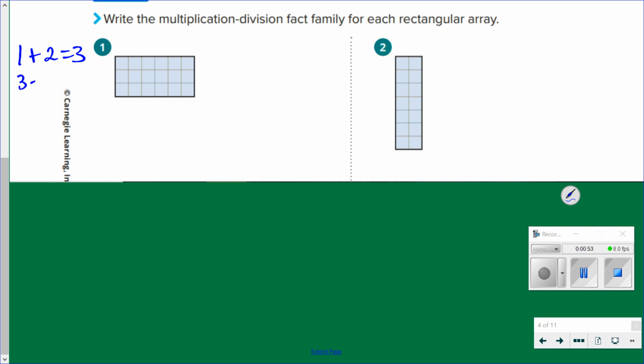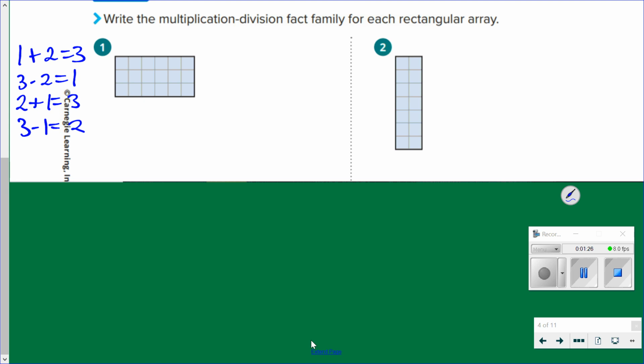Okay, so 3 minus 2 equals 1. What's another one? Ashlyn? Yep, 2 plus 1 equals 3. And? Yes, 3 minus 1 equals 2. So my family is 4 problems, and it is using the same 3 numbers every time, just in a different order. Does that make sense? Yeah. So you're doing multiplication and division fact families with these 2 models. So I'm going to give you 4 minutes to come up with the fact families for both models.